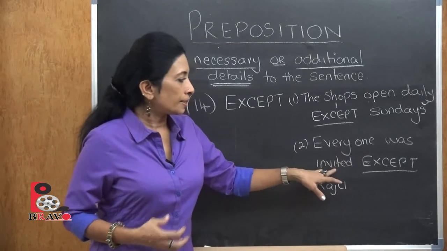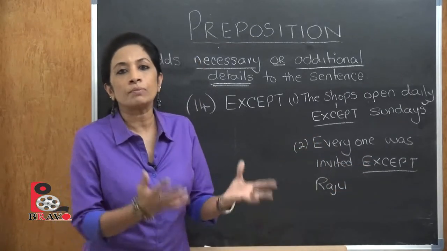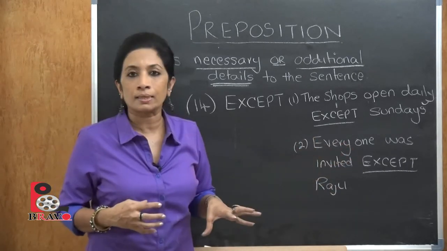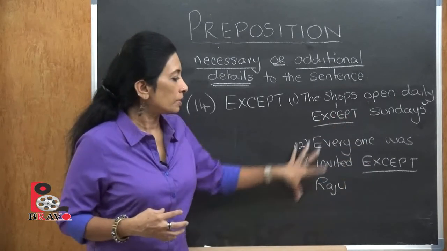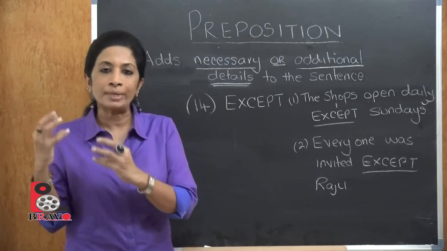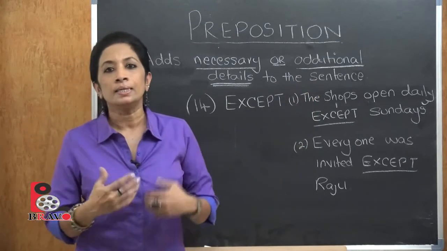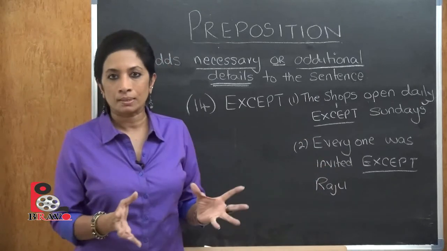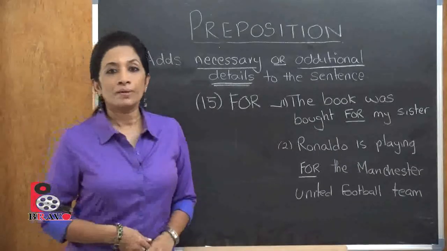Everyone was invited except Raju. The whole class, the whole team was invited, but Raju has to stand out. So he was not invited. So except him, everyone was invited. So except means it just stands out. It prominently exceptional. It just stands out from the rest of the days or people or wherever it is in a mass crowd, or it could be on a date. It just stands out.